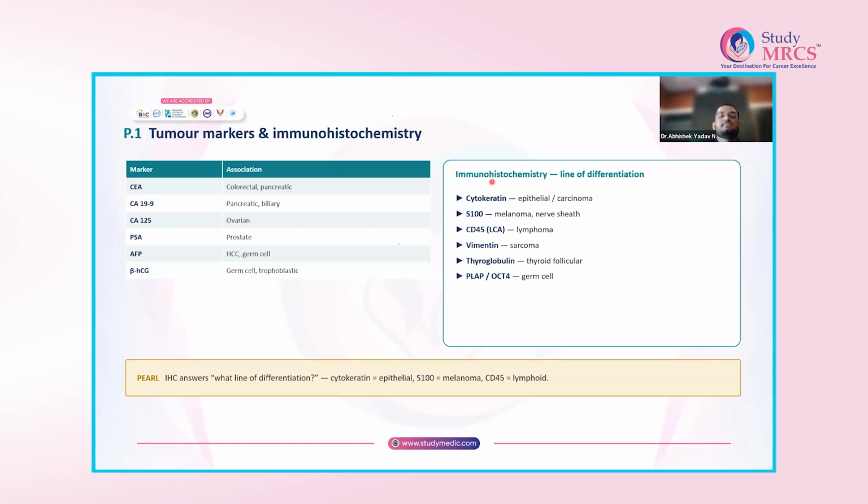Then, to determine the line of differentiation, meaning which tumor the particular growth looks like, we have the upgraded pathological exam, which is the use of immunohistochemistry. We have certain stains which we use to identify that particular line of tumor. Cytokeratin for tumors of epithelial, carcinoma origin, S100 for melanoma and nerve sheath tumors, CD45 for lymphomas, vimentin for sarcomas, thyroglobulin for thyroid follicular cells, and PLAP and OCT4 for germ cell tumors. These are a few examples of using immunohistochemistry.